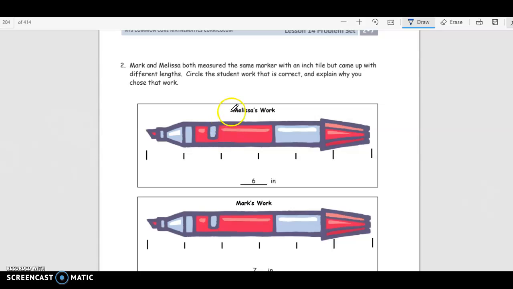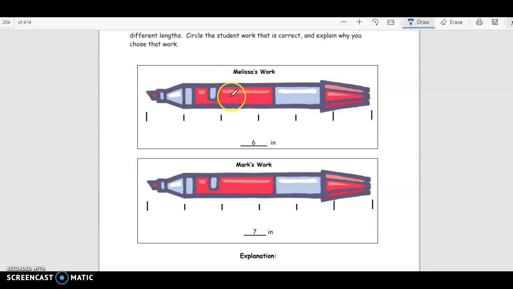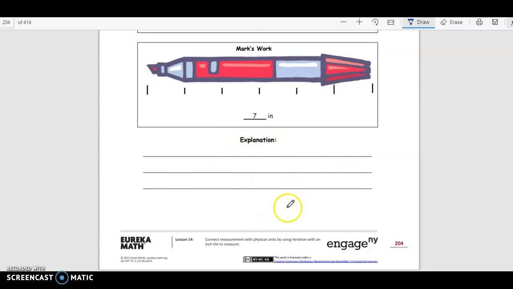The second page, Mark and Melissa both measured the same marker with an inch tile but came up with different lengths. Circle the student work that is correct and explain why you chose that work. Okay, so you're going to look at Melissa's. She got the answer of 6 inches. Mark got the answer of 7 inches. I want you to circle which one you think is right and then tell me why it's right.